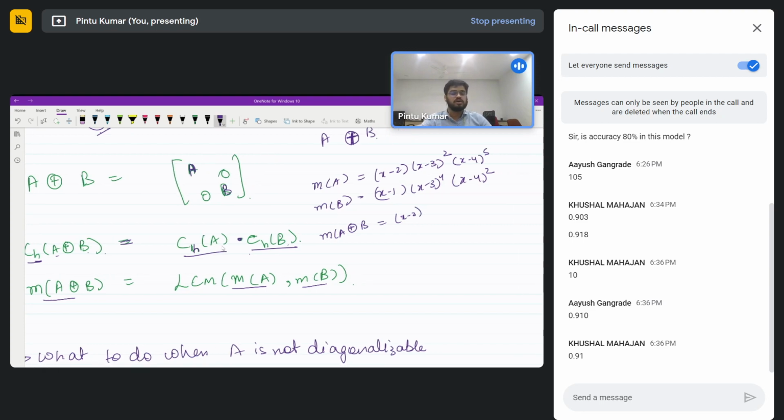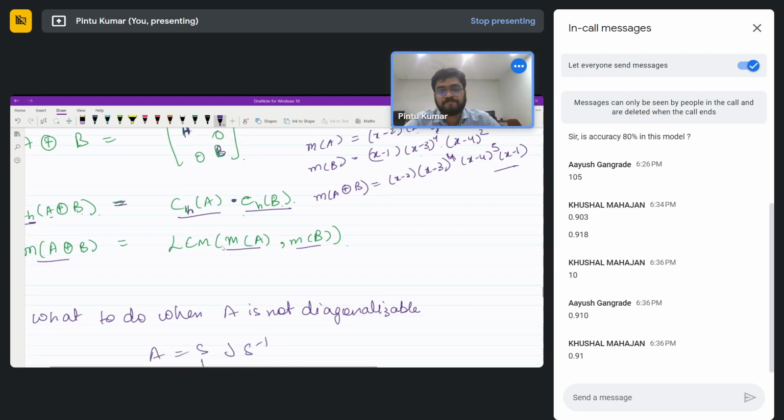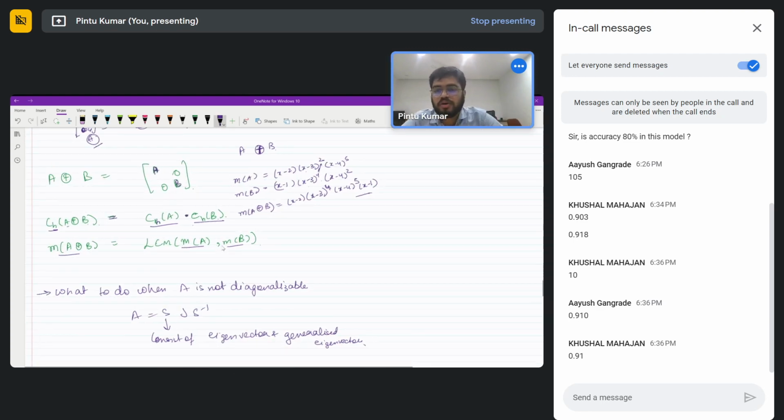Now if you look at x minus 3 to the power 2 and x minus 3 to the power 4, as you are taking the LCM, the power 4 will be retained. For the next part, x minus 4 to the power 5 will be retained. And at the last, x minus 1 you will get. So this is how you can find the minimal polynomial for a direct sum. You just take the LCM of the two polynomials. Not the LCM of these parts, but the LCM of the polynomials, right? That you should take care of.